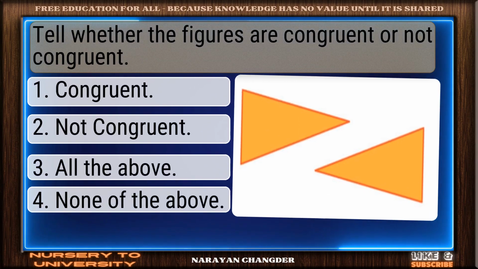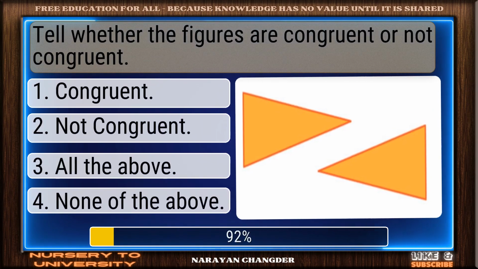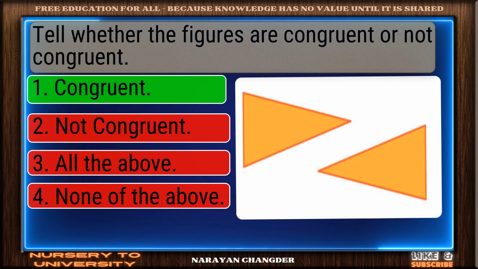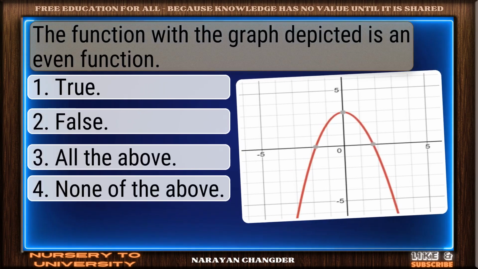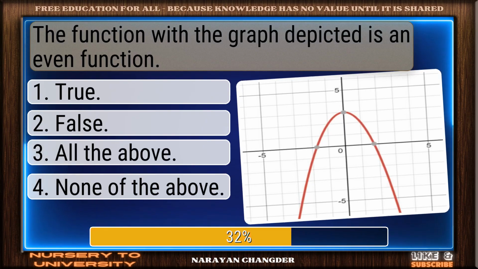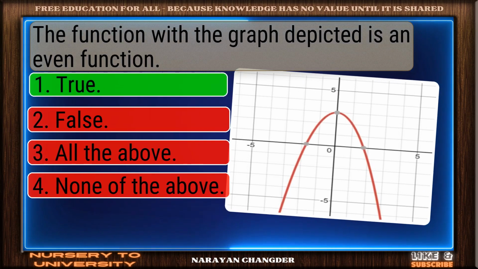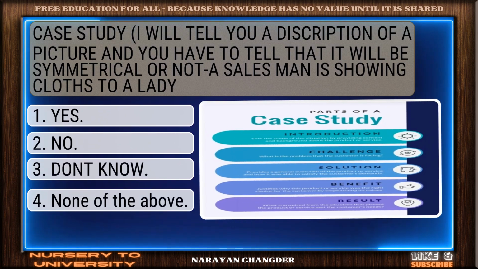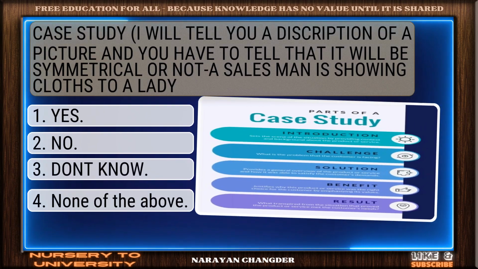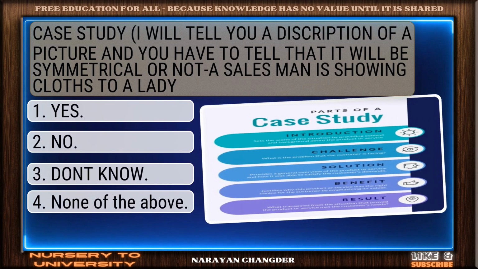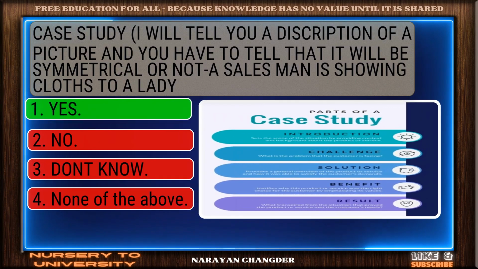Tell whether the figures are congruent or not congruent. Clear logic. Your choice congruent is sound and 100% true. The function with the graph depicted is an even function. Good job. Your answer true works well here. Case study. You will be told a description of a picture, and you have to tell whether it will be symmetrical or not. A salesman is showing cloths to a lady. Well reasoned. Yes is the correct choice.